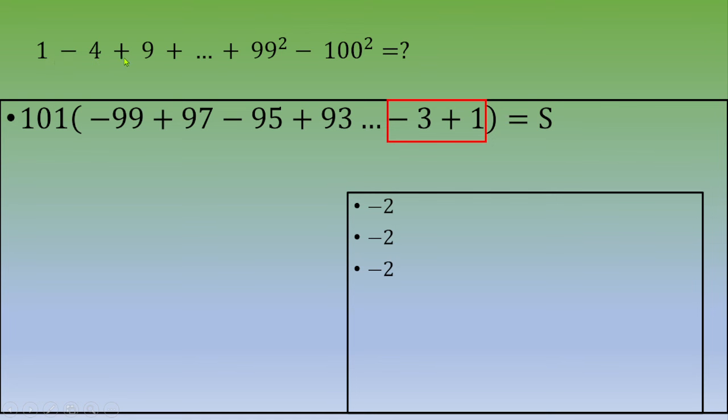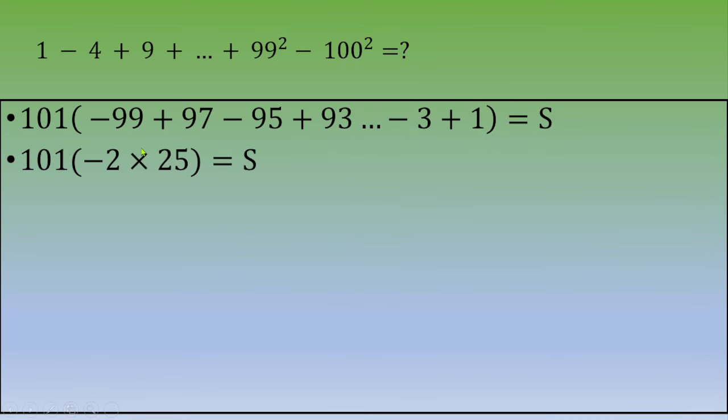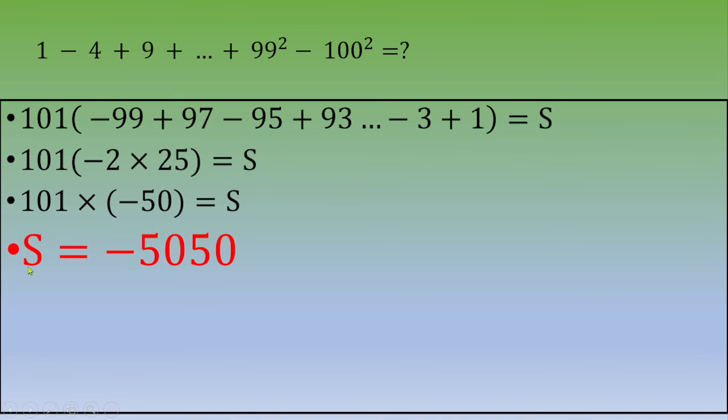You started with 100 terms. If you take the odd terms, you've got 50 terms. And if you gather these terms 2 by 2, this is 25. So you end up with capital S equals 101 times negative 2 times 25. And this is 101 times negative 50. And you end up with capital S equals negative 5050.